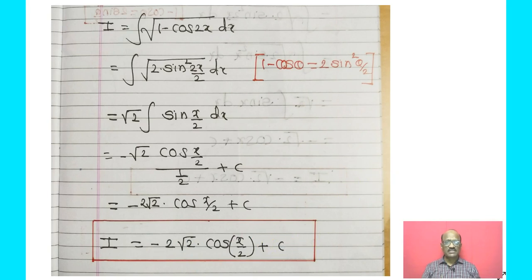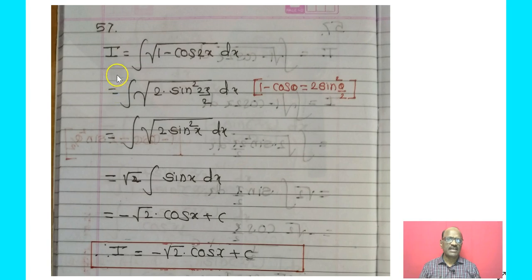Now next, problem number 57. I is equal to the integral of root of 1 minus cos 2x dx, and it becomes 2 sin square 2x upon 2. 1 minus cos theta is equal to 2 sin square theta by 2, whatever the angle, divided by 2. This 2 gets cancelled, then the integral of root of 2 sin square x dx, that is root 2 sin x dx. Again, the integral of sin x is minus cos x. Therefore I is equal to minus root 2 cos x plus c.